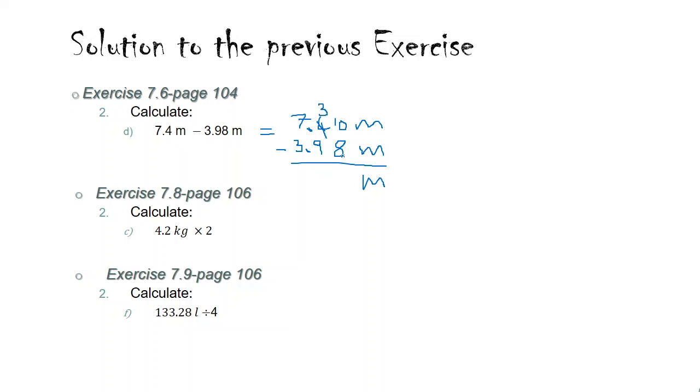10 minus 8 is 2. Then 3 minus 9 is not possible again. Come and borrow from 7, and you are left with a 6. Then now we have 13. 13 minus 9 is 4. The decimal point should come down there. Then 6 minus 3 is 3. That means our answer here is 3.42 meter.